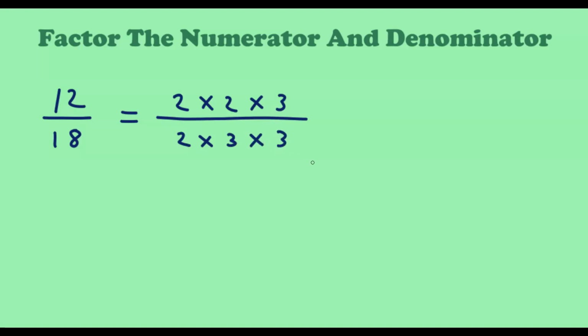Now, what we can do next is cancel out the common factors. So we can cancel out these two 2's, and we can cancel out these two 3's. And so what are we left with? We are left with just 2 in the numerator and just 3 in the denominator. So that means that this is now equal to 2 divided by 3, and this is our required simplified fraction. It is 2 divided by 3.